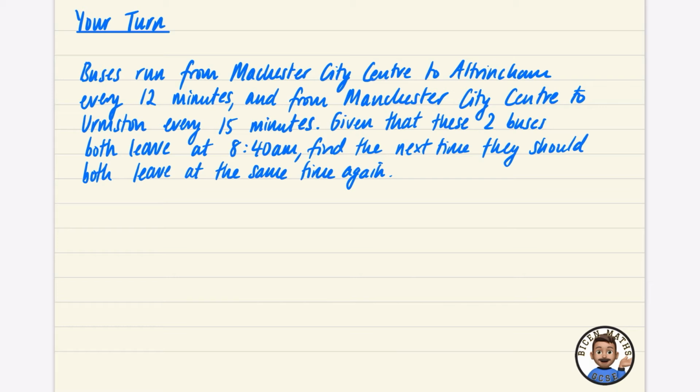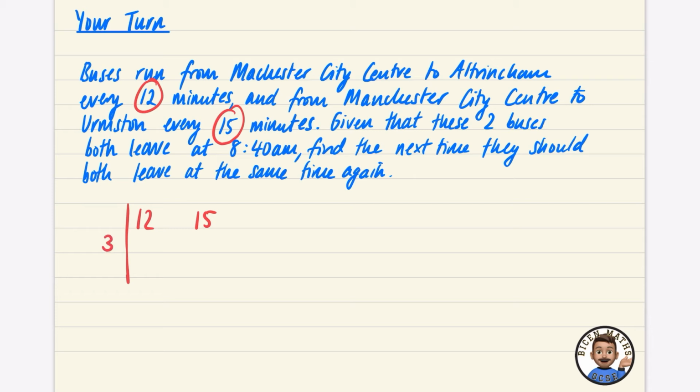So it says that buses run from Manchester City Centre to Altrincham every 12 minutes and from Manchester City Centre to Urmston every 15 minutes. Given that these two buses both leave at 8:40 a.m, find the next time they should both leave at the same time again. So we're going to be finding the lowest common multiple of the 12 and the 15. I'm going to use my table method. Remember, you can choose any of those three methods.